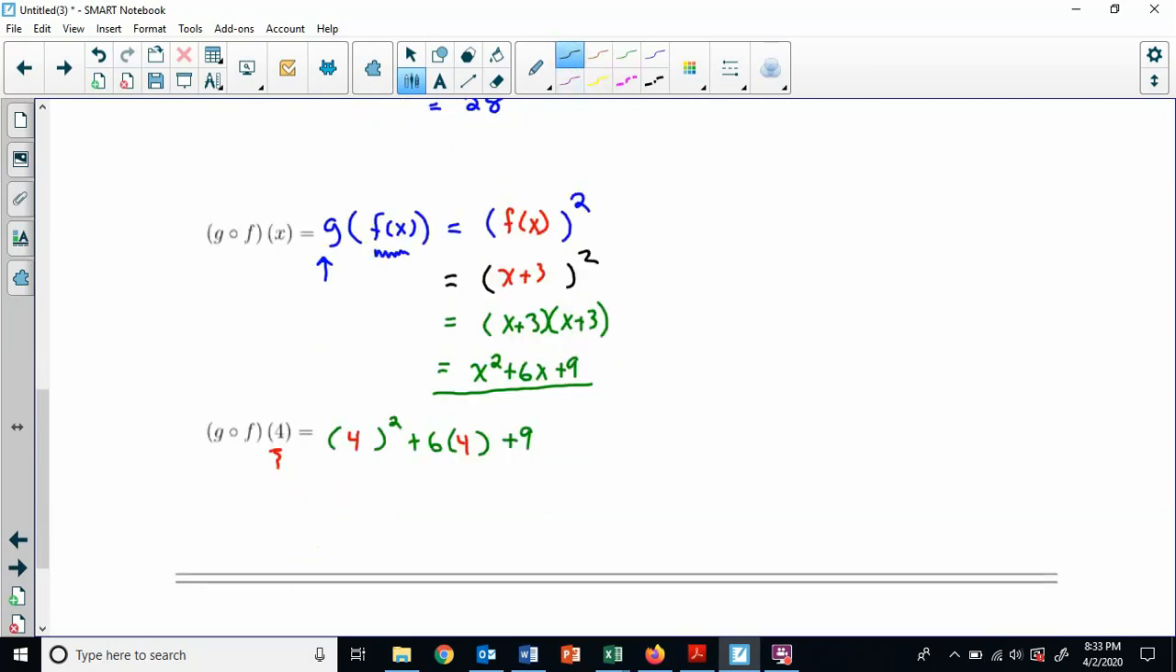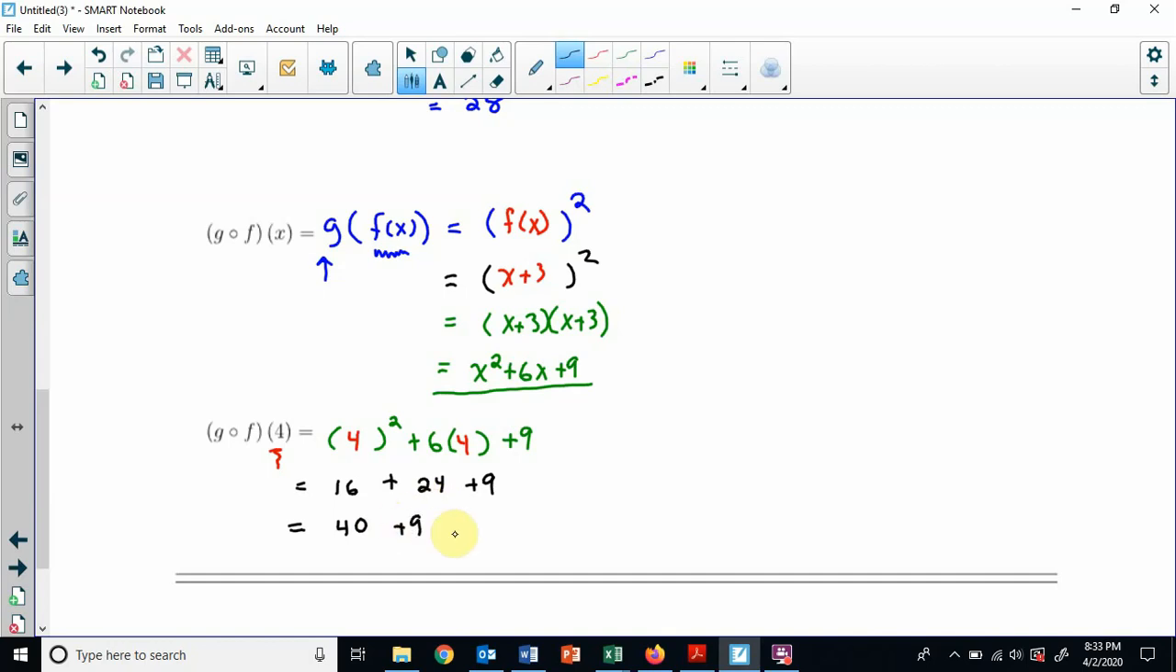You could use a calculator, or you could do it for fun to keep your brain sharp during this nice lockdown we're on. 4 squared is what? 16? 6 times 4 is 24 plus 9. And now we just need to add these up. Let's see. Well, 16 plus 24, that would be 40, isn't it?